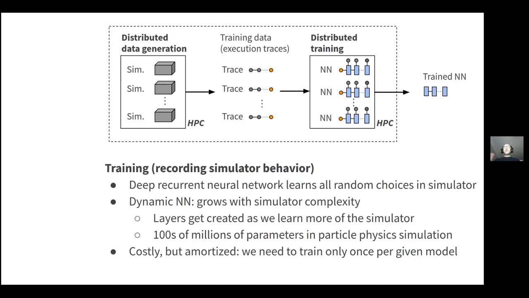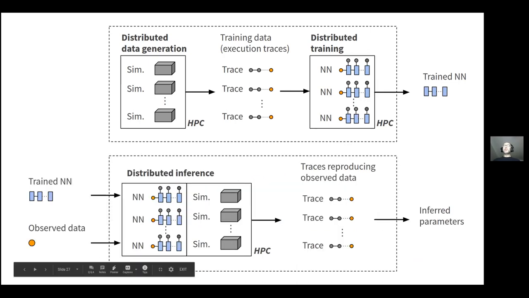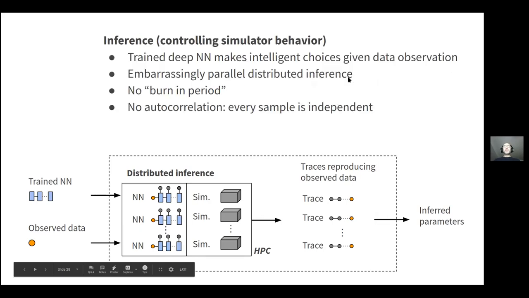So this is extremely costly, but you have to do it only once for a given simulator. Okay, so when you do that, you are left with this trained neural network. You can discard all this stuff, and you can do inference in a fast, reliable way.